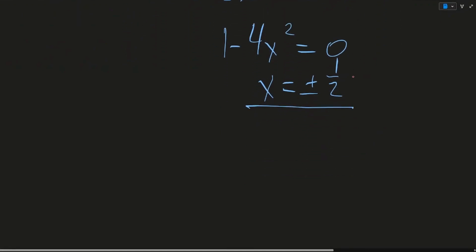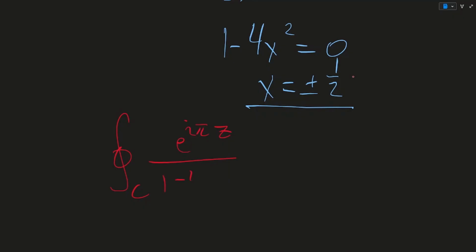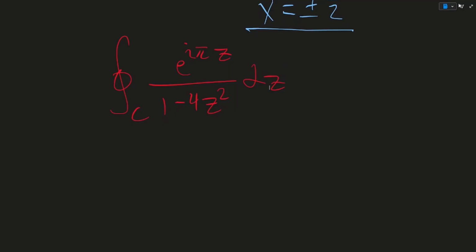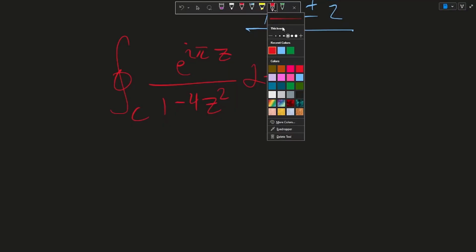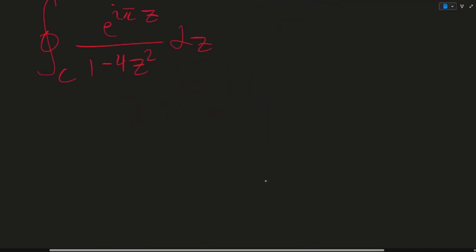It looks like our integral is going to be the contour integral along the contour C of e to the i pi z over 1 minus 4z squared dz. And let's just draw out our axes. We have the imaginary axis. This is our real axis.